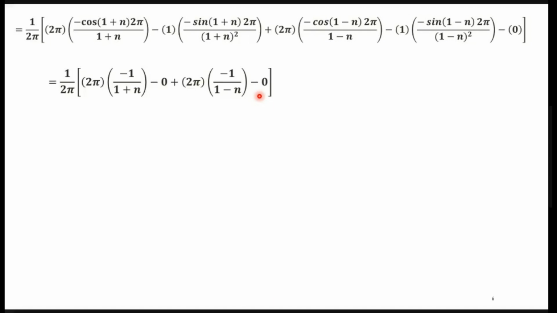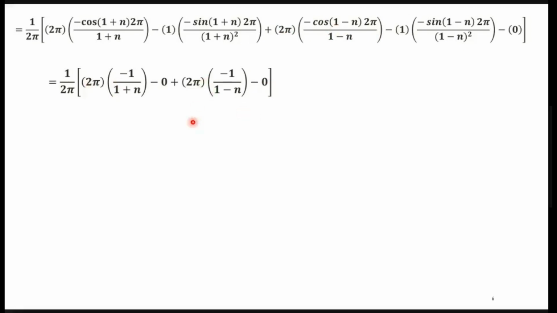तो we are substituting for cos 1 plus n 2 pi, cos 1 minus n 2 pi, sin 1 plus n 2 pi and sin 1 minus n 2 pi. sin वाले टर्म्स पूरे 0 हो जाएंगे, खाली cos वाला टर्म बचेगा. तो 2 pi this will become 1 तो -1 हो जाएगा. यहाँ पे भी this will become 1 तो -1. Only these two terms will remain.